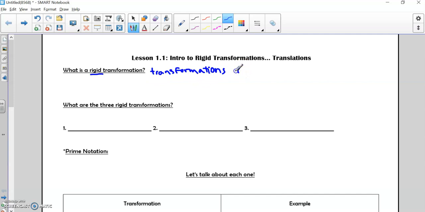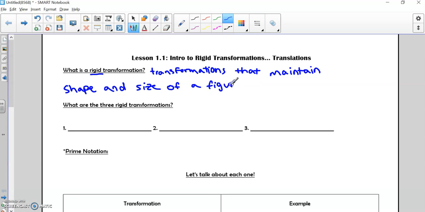So these are transformations that maintain a shape and size of a figure. Okay, so when you do these transformations, they're not going to change the size of the figure. They can't get bigger or smaller, and they also can't change the shape. It can just change the position of it.